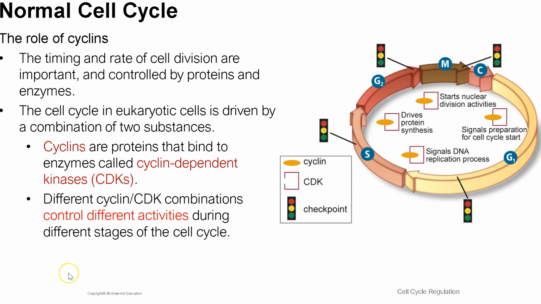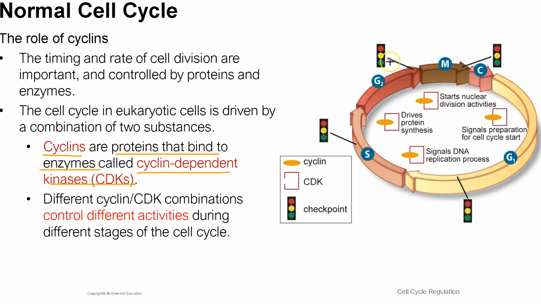So there are things called cyclins, okay? Cyclins are proteins that bind, which means join, to enzymes. Enzymes are just proteins again. Cyclin-dependent kinases, okay? These are known as CDKs. They are dependent upon cyclins. Well, so here's the thing. These cyclins and CDKs have to be around for a cell to continue progressing.